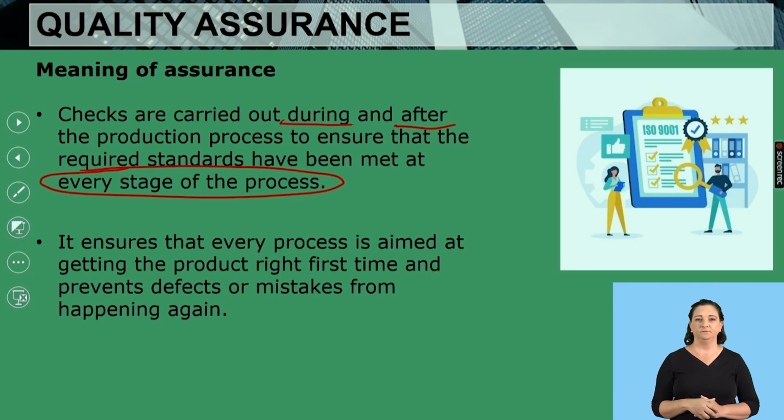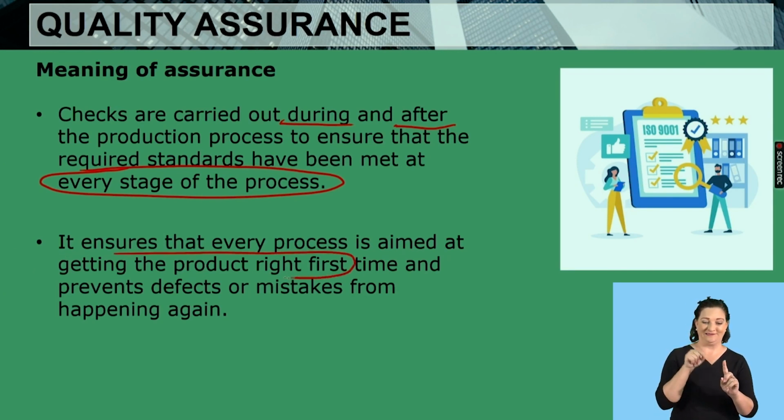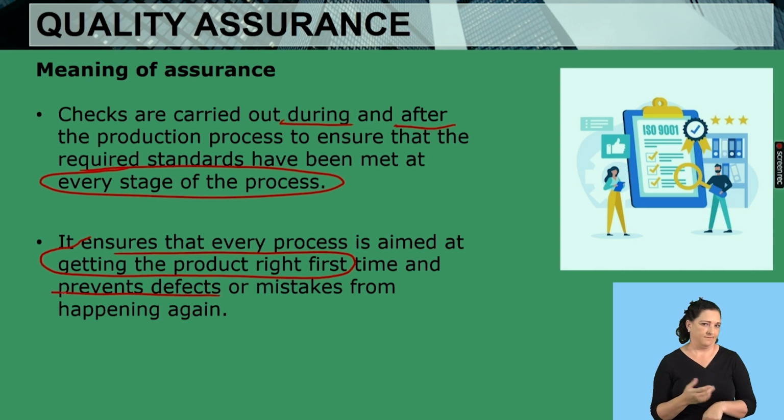It also ensures that every process is aimed at getting the product right the first time and prevents defects or mistakes from happening again. So while I am inspecting at every stage of the production process, I am able to detect immediately when an incident happens. Then I am able to fix it before the final product has been made.